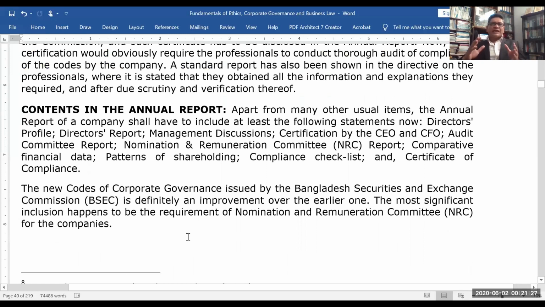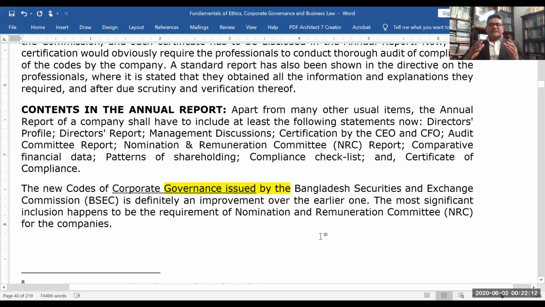And contents of the annual report would be, apart from many other usual items, the annual report of the company shall have to include at least the following statement: director's profile, director's report, management disclosure, certification by the CEO and CFO, audit committee report, nomination and remuneration committee report, competitive financial data, patents and shareholders, compliance checklist, and certificate of compliance.